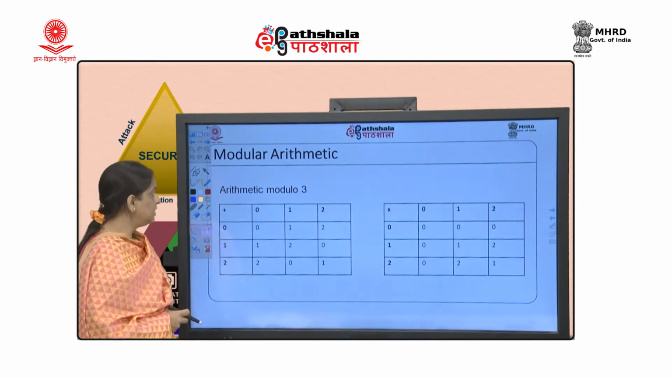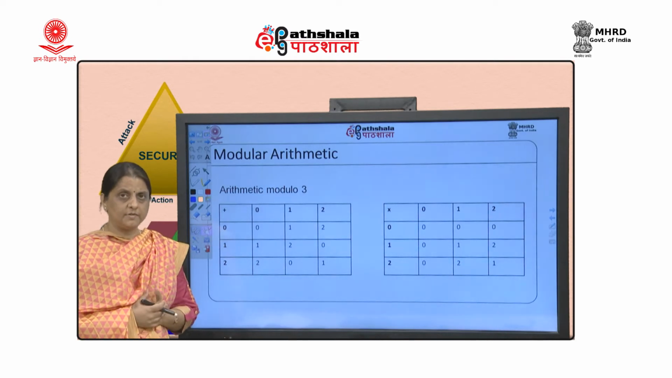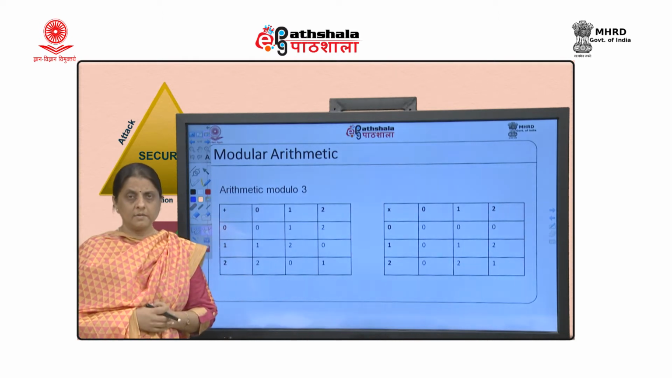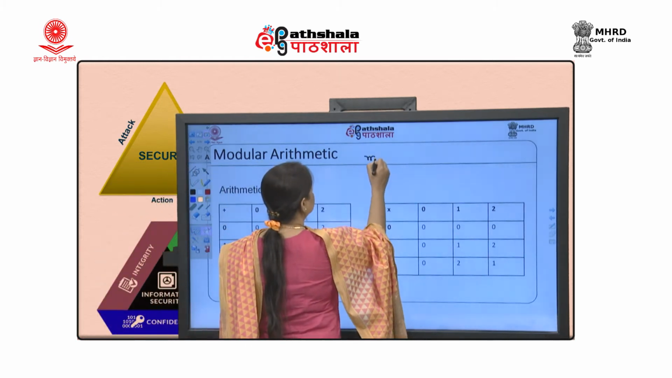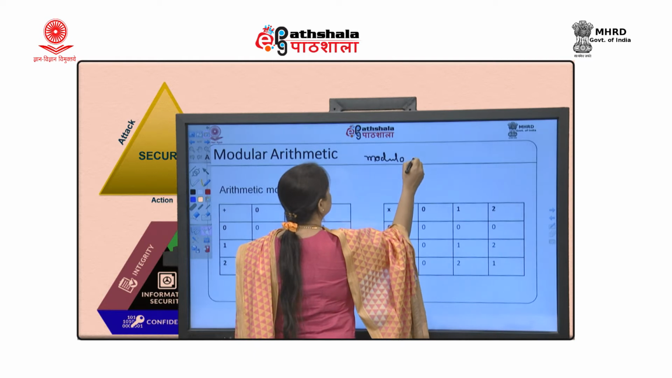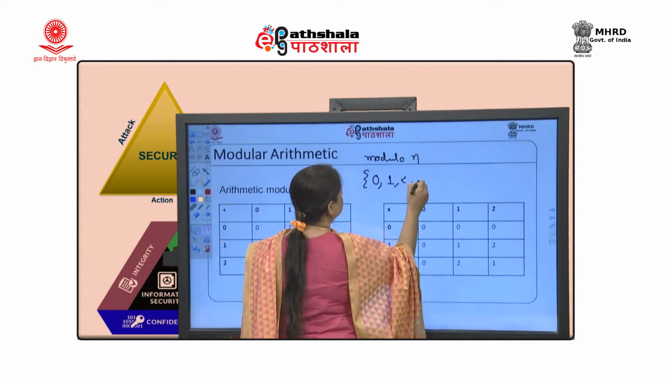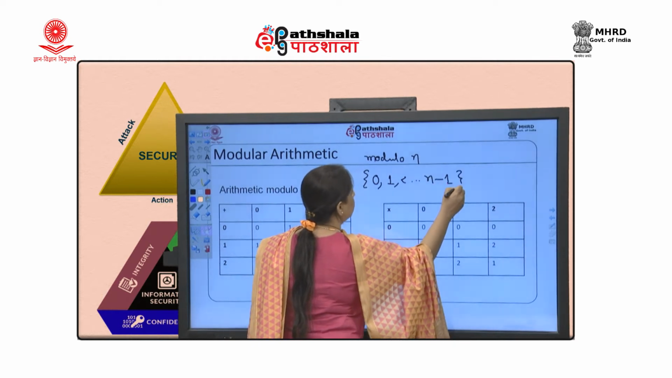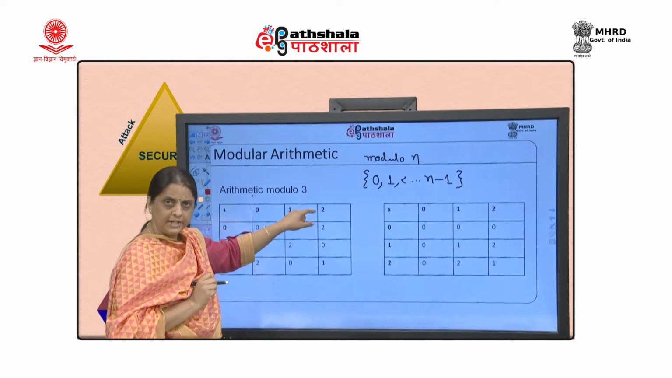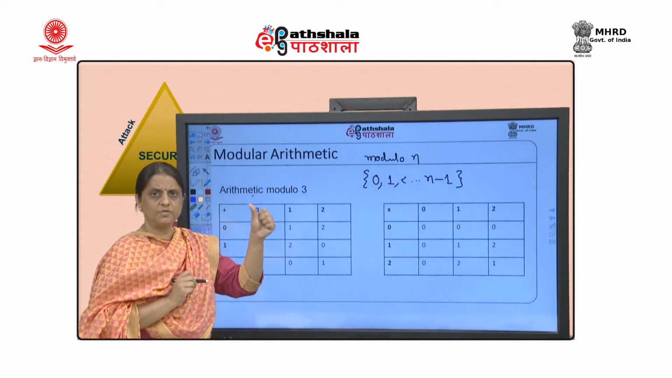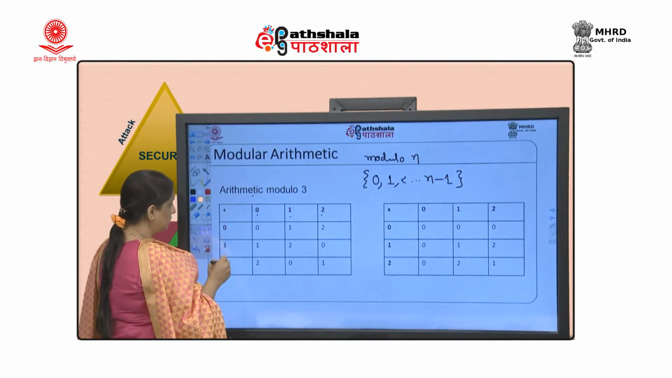Now, going ahead with modulo arithmetic, what we want to observe is, as I already taught you, when you are doing modulo n, the numbers are always going to lie between 0, 1, 2 up to n minus 1. Now, I am showing you the example of modulo 3. So, the numbers are going to range from 0, 1 and 2.